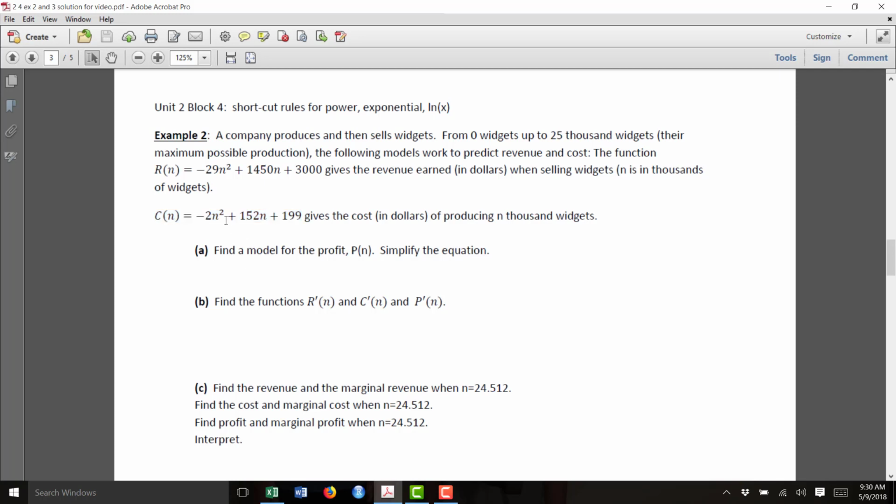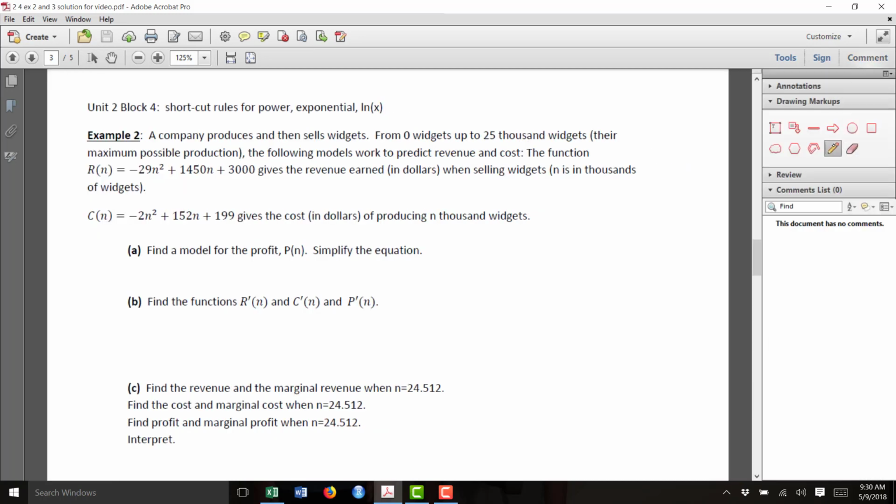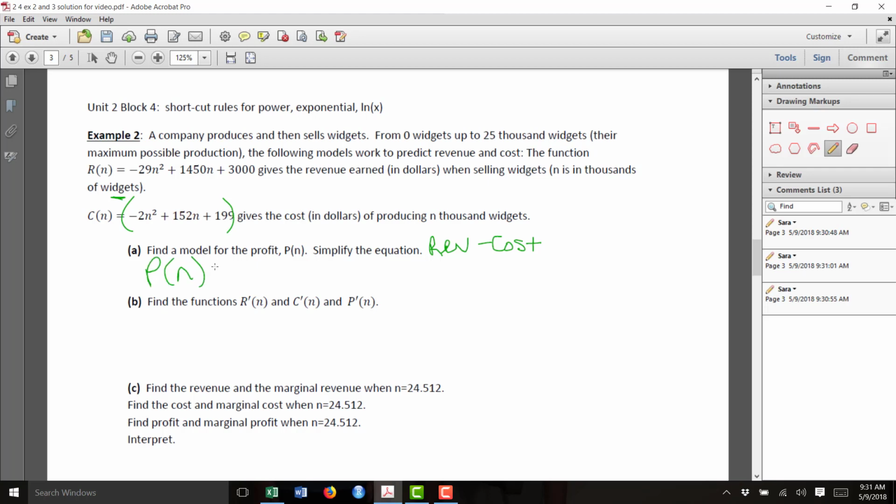So it first asked us to find a profit function, and we know that profit is revenue minus cost. So we need to take the R of n function minus the C of n function. So we're going to take that top function minus this whole bottom function. So the profit P of n will equal negative 29n squared minus negative 2n squared. So that's really taking the negative 29 plus 2, we'll get negative 27n squared.